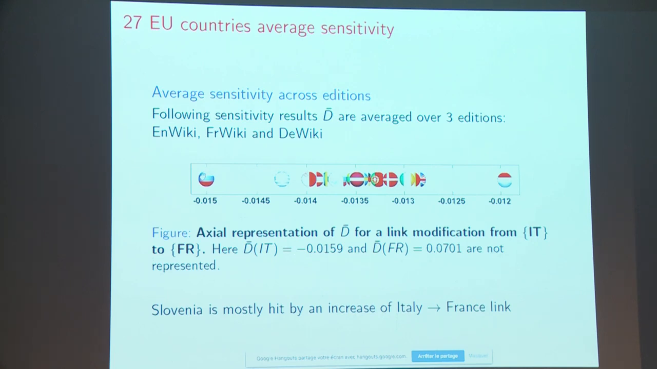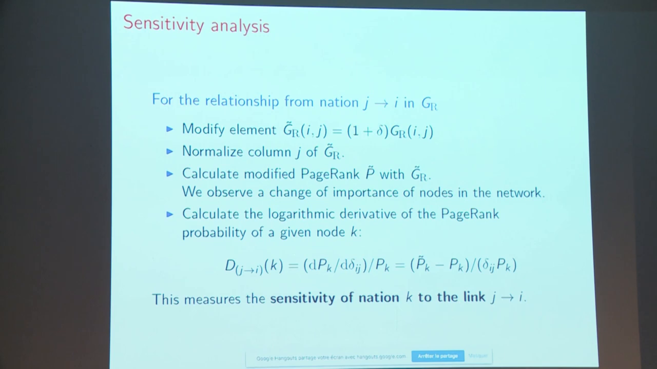It's like the only country that gets more important is France. Yes, because it's the one that you are pushing: you increase the probability and then you renormalize. So it makes sense that the other ones are negative, because you have to compensate for this increase. Okay, thank you. This is the normalization step that you can see here.